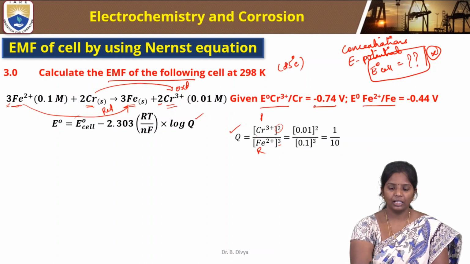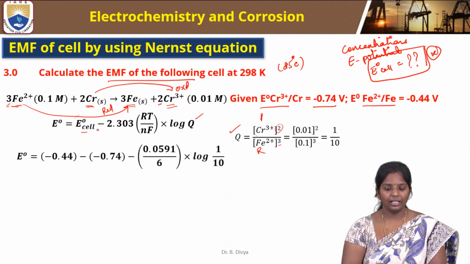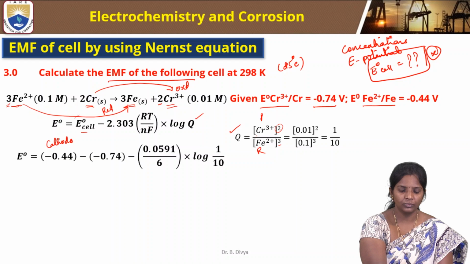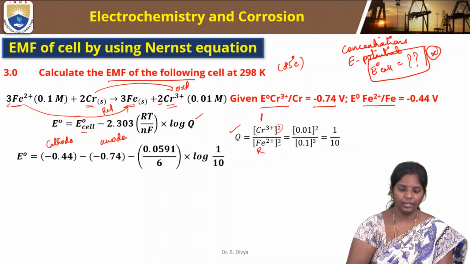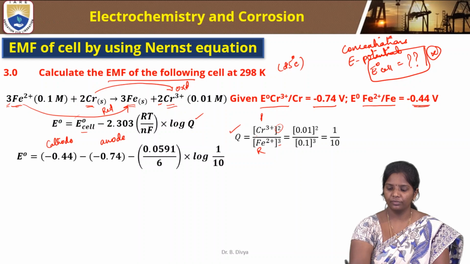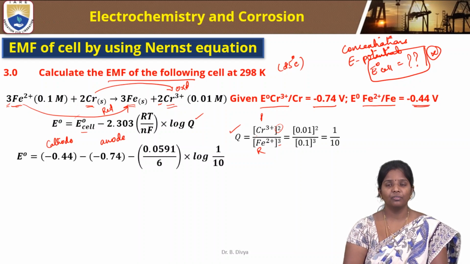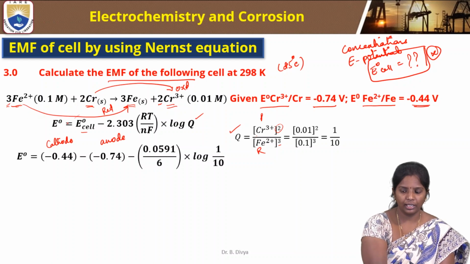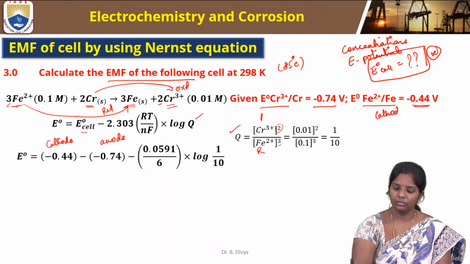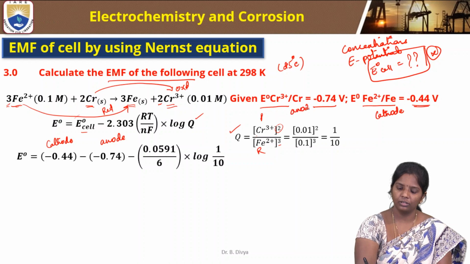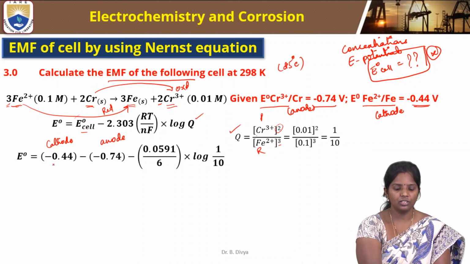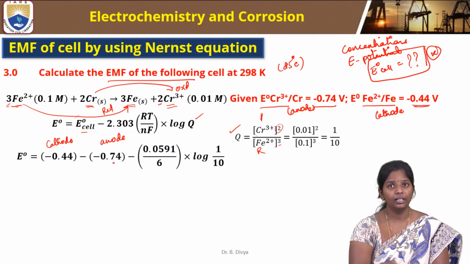Now it's time for us to calculate even E naught cell. For calculating E naught cell, we will substitute cathode minus anode. So minus 0.44. Why? Because this is reduction taking place. So oxidation at anode, reduction at cathode. So this is cathode, and this is anode. So substitute in the same way. Cathode, what is the cathode value? Minus 0.44 minus of minus 0.74.